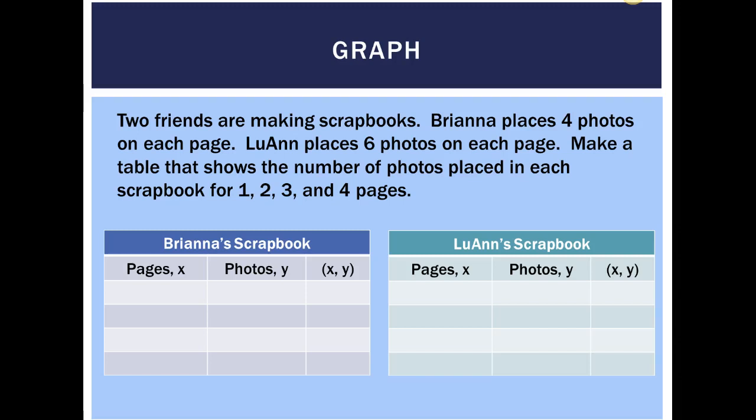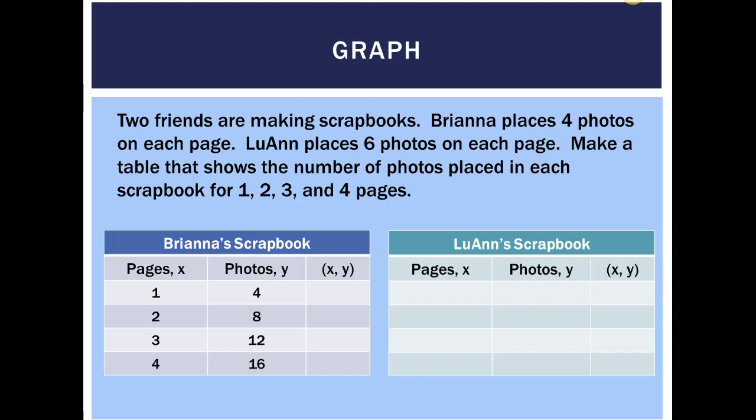The first thing we should do is fill out the number of pages in Brianna's scrapbook. Then we can complete the column with the number of photos. We know that there are 4 photos on each page, so we need to multiply the number of pages times 4 to get the total number of photos. If there is 1 page, she'll have 4 photos. 2 times 4 will give us 8 photos. 3 times 4 will give us 12 photos, and 4 times 4 gives us 16 photos.